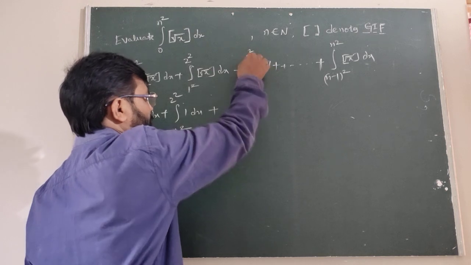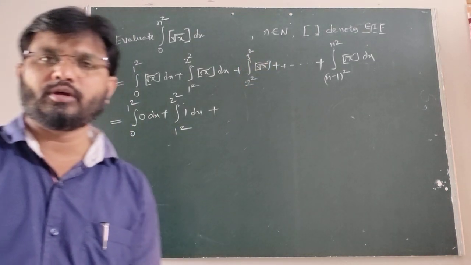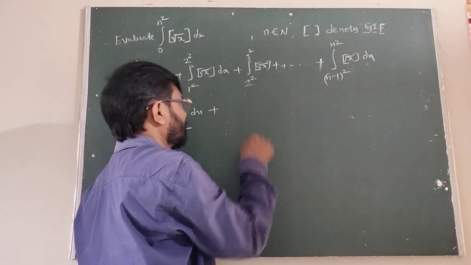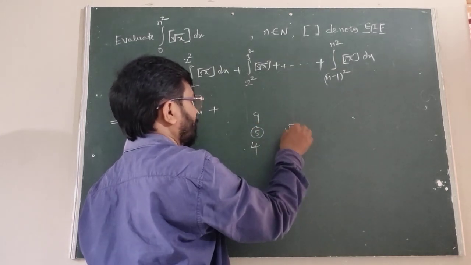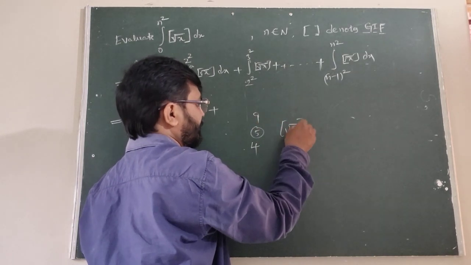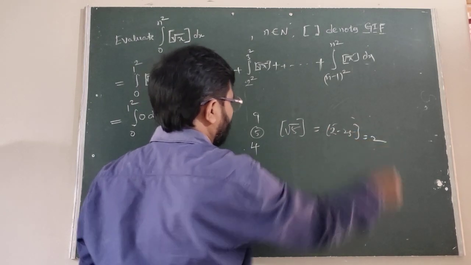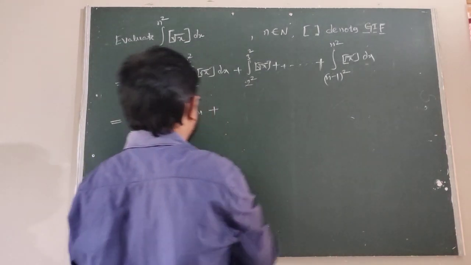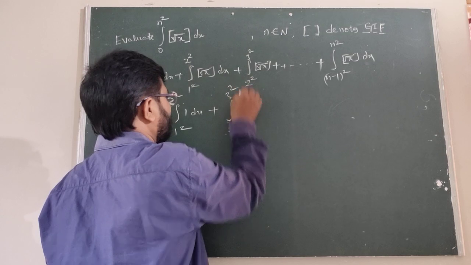This is 2 square. We have to take between 2 to 3. That means the step of 2 point something is the 2. Suppose here is 4 and here is 9. If you take any in-between value, suppose 5, root 5 is undoubtedly 2.25. This is the 2. Therefore undoubtedly we can write it as 2 square, 3 square.